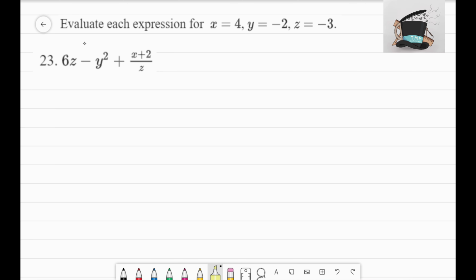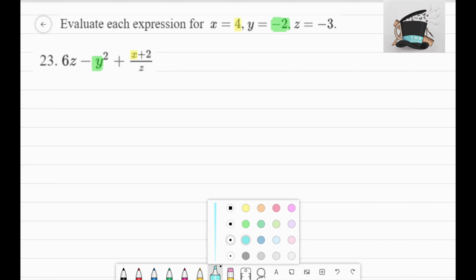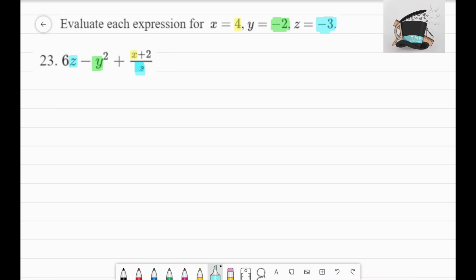What that means is, for problem 23, everywhere I see an x, I want to change that x to be a 4. And everywhere that I see a y, I want to change that y to be a -2. And finally, everywhere I see a z, I'm going to change that z to be a -3. Okay, so let's go ahead and jump into this problem. All this problem is really focusing on is just practicing our substituting skills and then simplifying the expression.